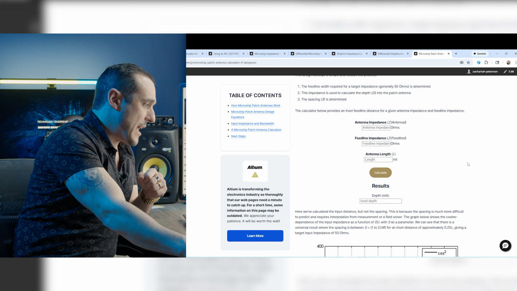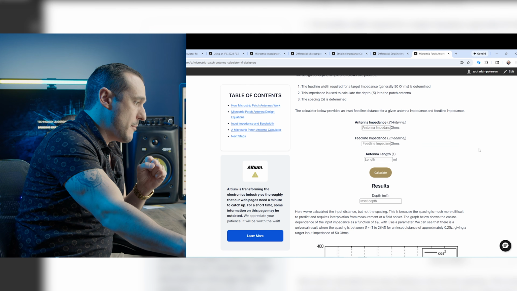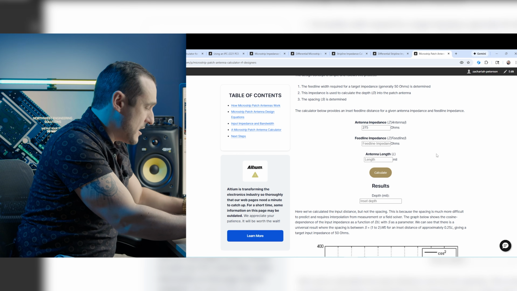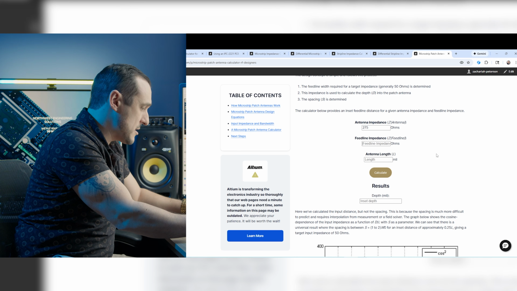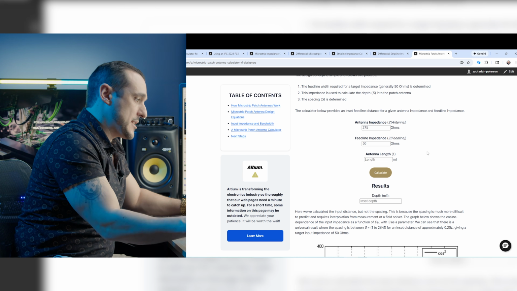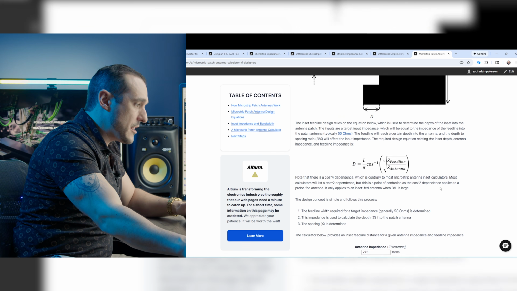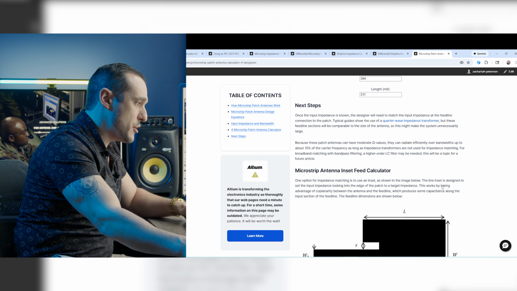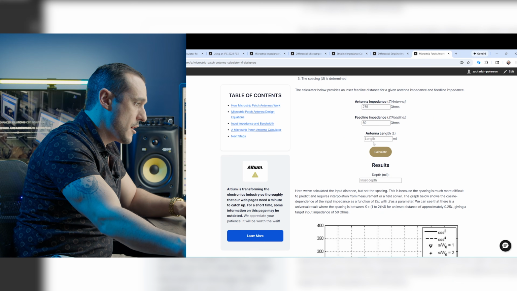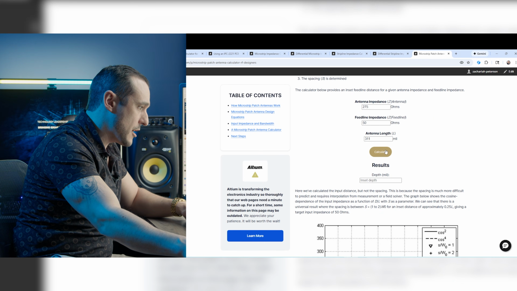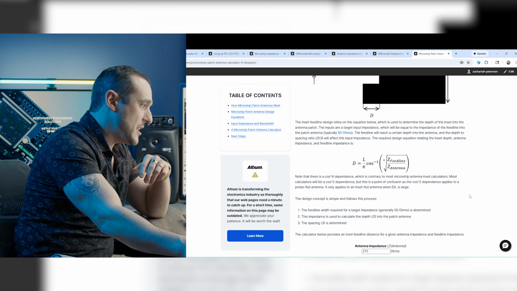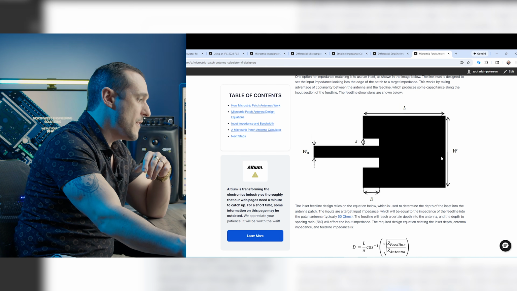Now, if you just scroll down here, you'll see here some values for the input impedance. In this example, we had an input impedance of 275 ohms, our feed line impedance, which we're going to set to 50 ohms, and then our length of our antenna, which we can then copy from this value here in the previous calculator. So we're just going to copy and paste that in here. And then what it tells us is the depth that this feed line needs to be set into this antenna.